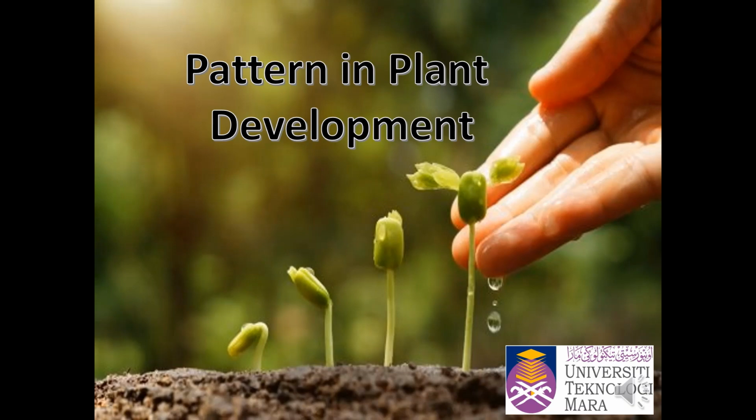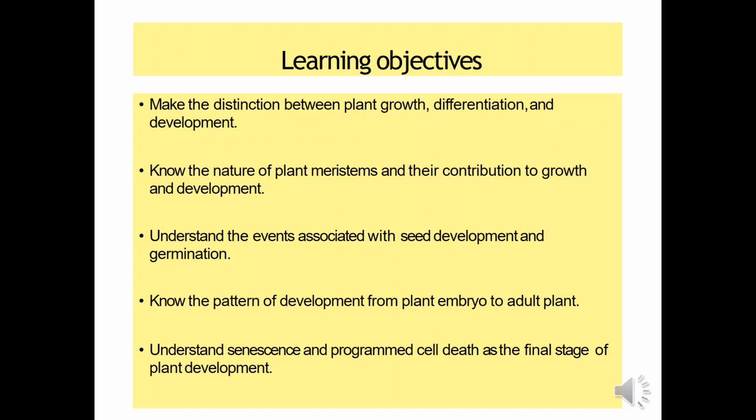Pattern in plant development. So in this chapter, we have several learning objectives. If you look on here, we have about 5 LOs. For the first one, make the distinction between plant growth, differentiation and development. This first LO is something you will cover when we go through all the slides, so you need to know the difference between plant growth, differentiation and also development.